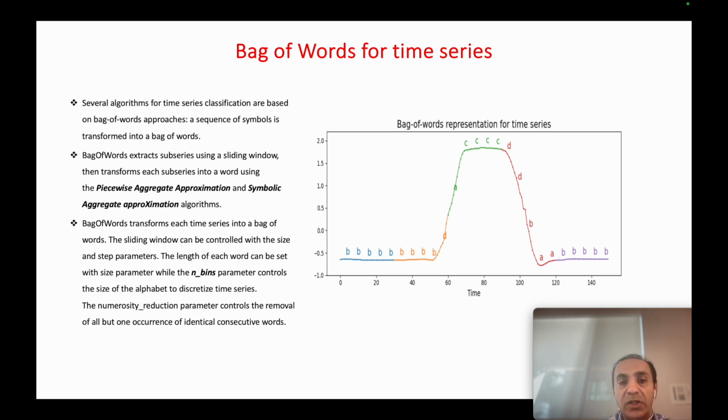And the length of each word can be set with the size parameter, while the number of bins parameter controls the size of the alphabet used to discretize the time series. And the numerosity reduction parameter controls the removal of all but one occurrence of identical consecutive words. So the idea is to generate a distinct sequence of words using bag of words for time series.